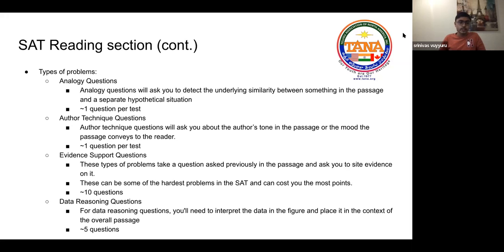Then you have data reasoning questions. For data and reasoning questions, you have to interpret data in a graph and place it in the context of the overall passage. So basically, you're supposed to interpret a graph and tell what it means to the passage overall, and answer a question about whether the graph is correct, or make assumptions based off whatever you're given. This is around 5 questions. So again, it is pretty important.